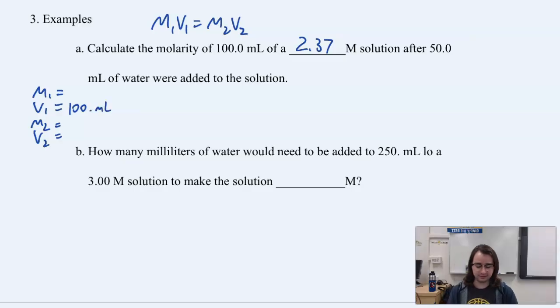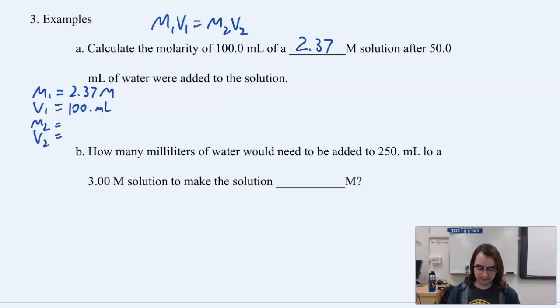And you might be thinking to yourself, whoa, that's got to be in liters. Well, dilution problems, they don't really have to be in liters because it's about the ratio between the two. And it's really not going to change anything. So you can keep it in milliliters, but if it makes you uncomfortable, you can put it in liters. It's not a big deal. Anyway, that's the starting volume. And it says our starting concentration is 2.37.